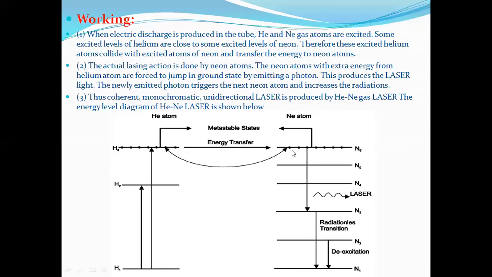These neon atoms are stimulated to the lower state, and because of that, laser light is emitted. The actual lasering action is done by the neon atoms, and these neon atoms with extra large energy from helium are forced to jump to the ground state by emitting a photon. This produces the laser light. The newly emitted photon hits the next neon atom and increases the radiation. The laser light produced has the same properties: coherent, monochromatic, unidirectional.